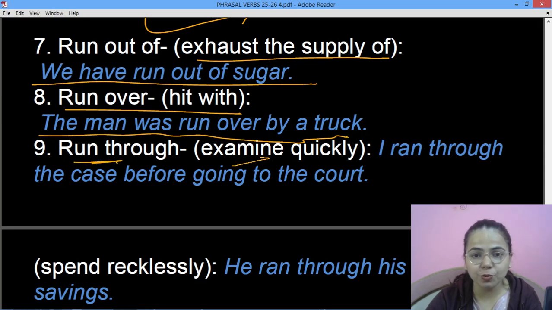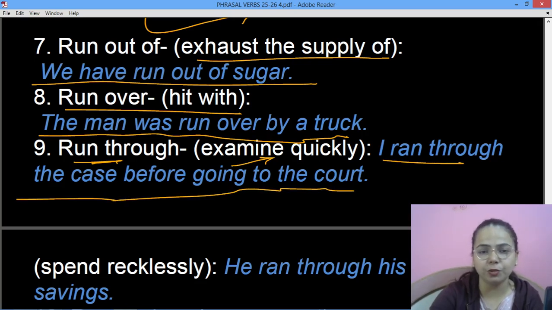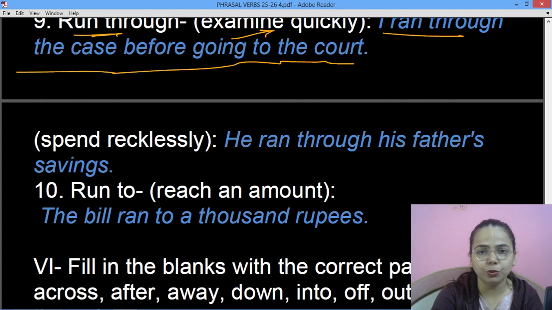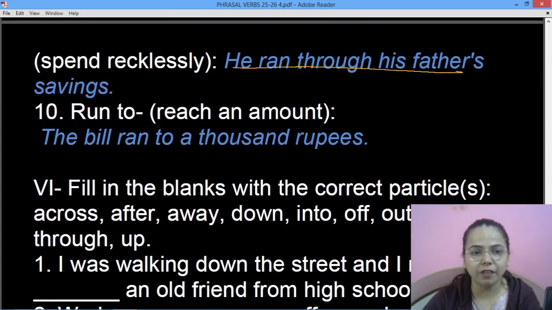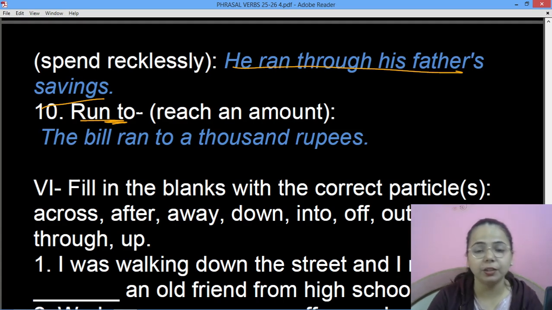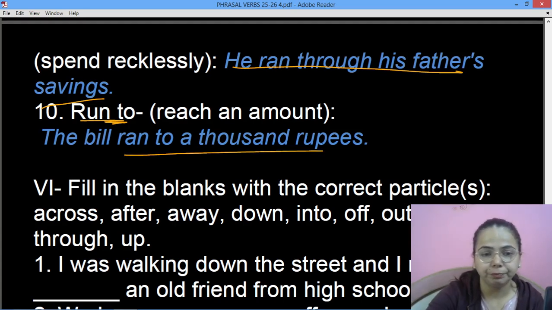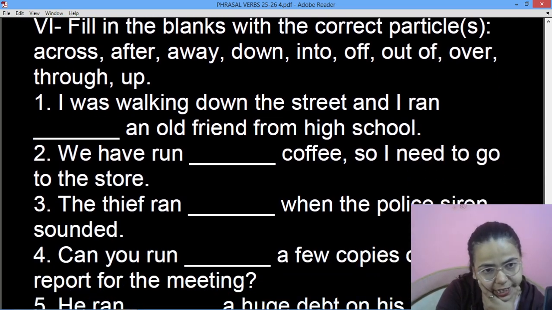Run through means to examine something very quickly. I can run through the case because before going to the court I have to go through or run through it. Then spend recklessly: he ran through his father's savings. Then run to means to reach an amount. The bill ran to 1,000 rupees.